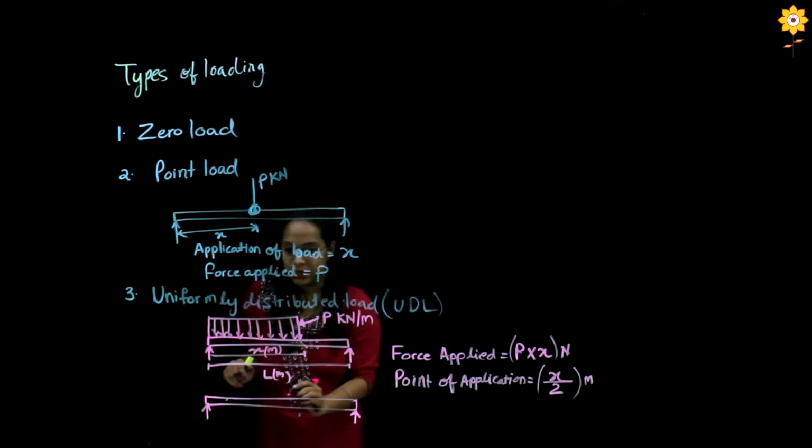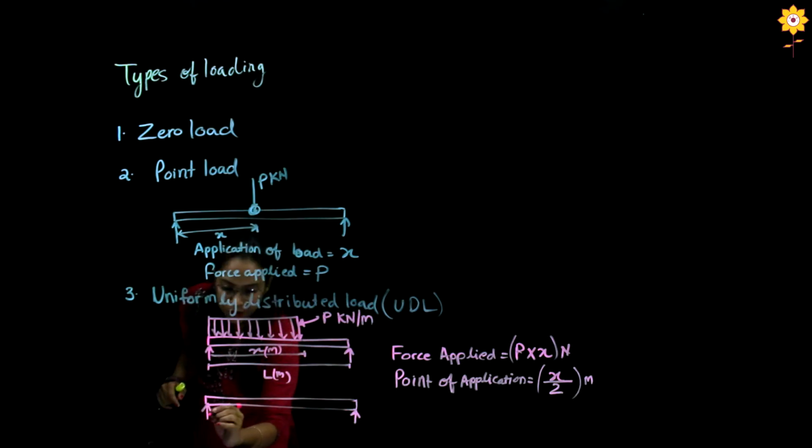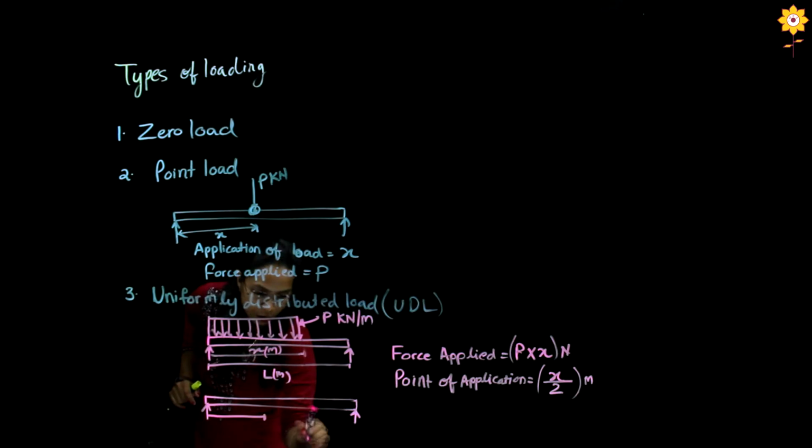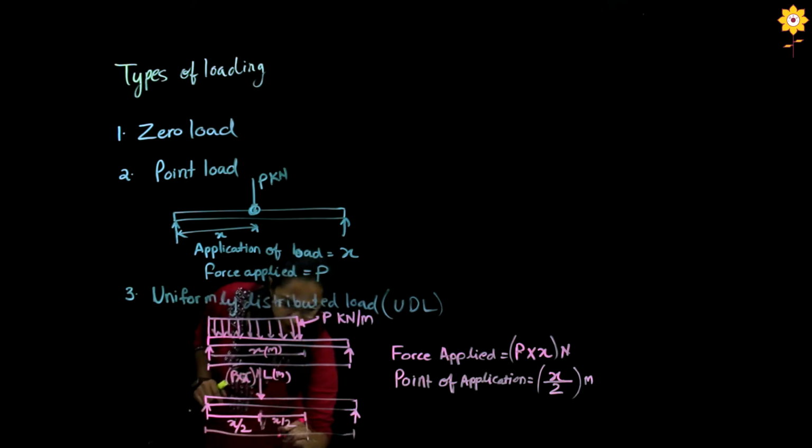So when we convert this, now I'll draw that same thing. At a distance till the center of the UDL, which will be x by 2, I'll have a load of P into x newton, and this distance would be again x by 2, and the total distance here is L.